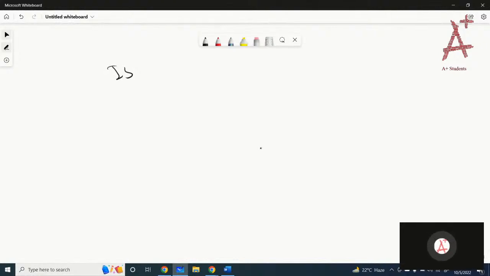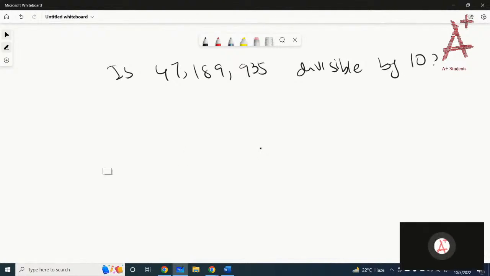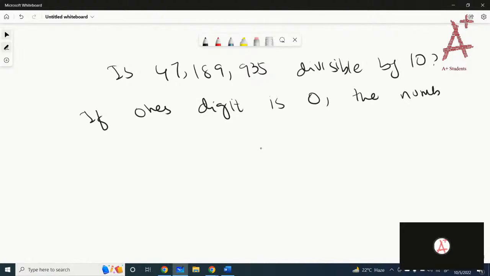The other example is 47,189,135. Is 935 divisible by 10? So you have to see the divisibility rule for 10. The divisibility rule for 10 is if the ones digit is 0, that means the number is divisible by 10. Got it? That's the divisibility rule for 10.